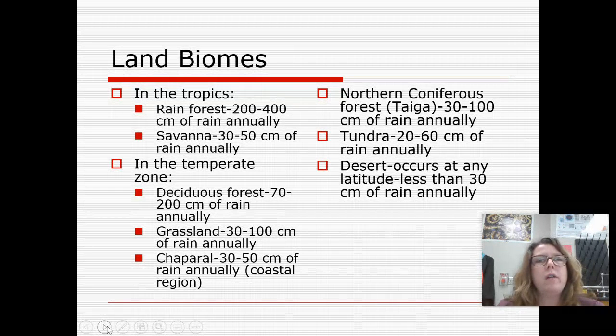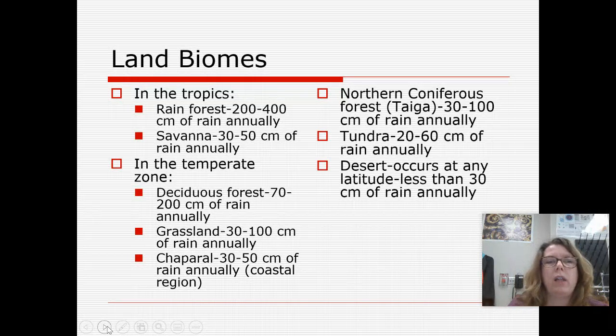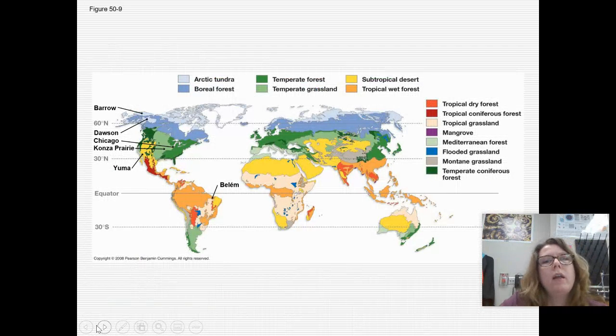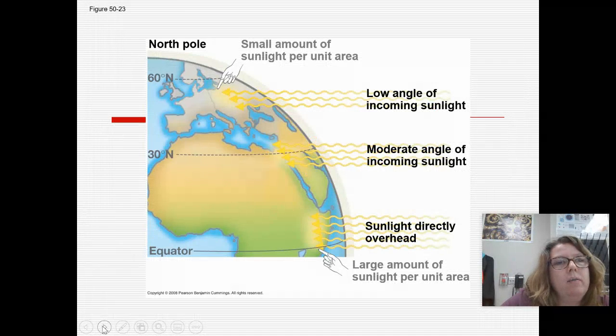You also have the northern coniferous forest, also known as the taiga. Like in parts of northern Canada, that's pine forests mainly, and there's the rainfall there. And then notice the tundra is even further north. That gets less rain, and it's also really cold most of the time. And then deserts occur at any latitude where you get less than 30 centimeters of rain annually. All right, so this little map kind of shows you the biome groups, and you can see these bands of different biomes across the planet.